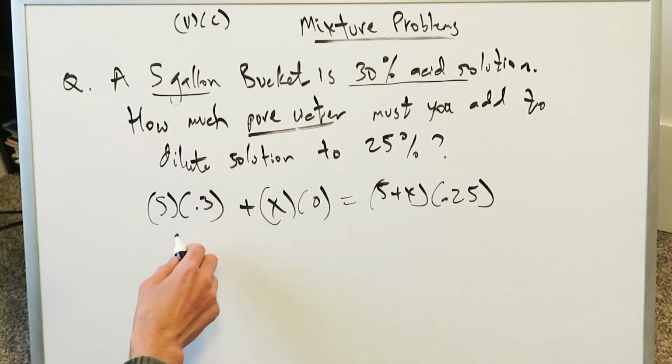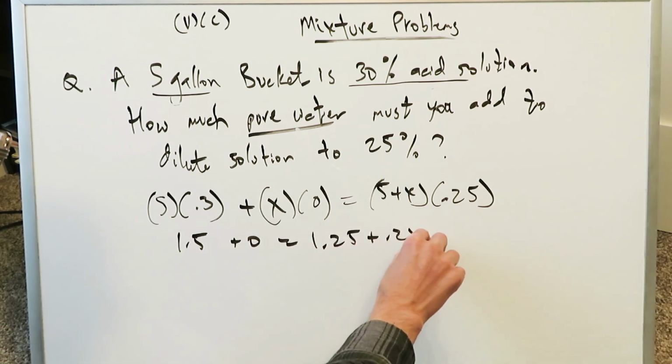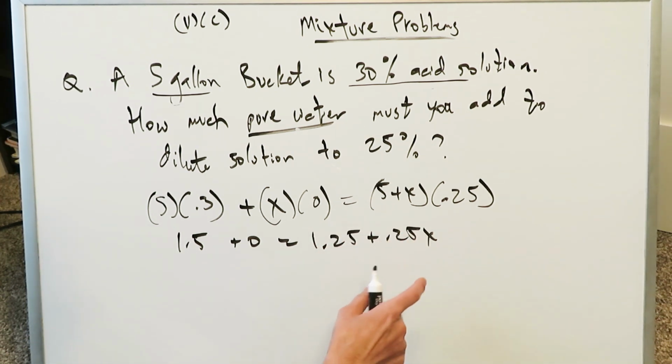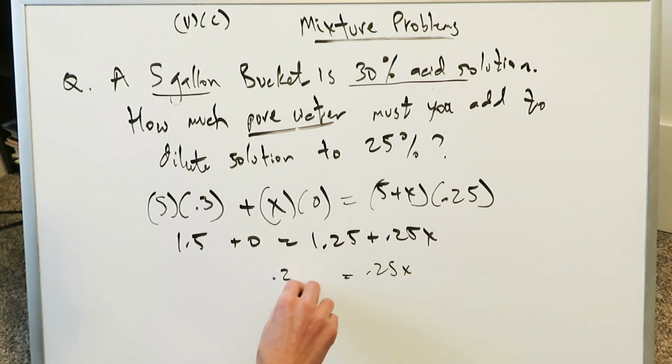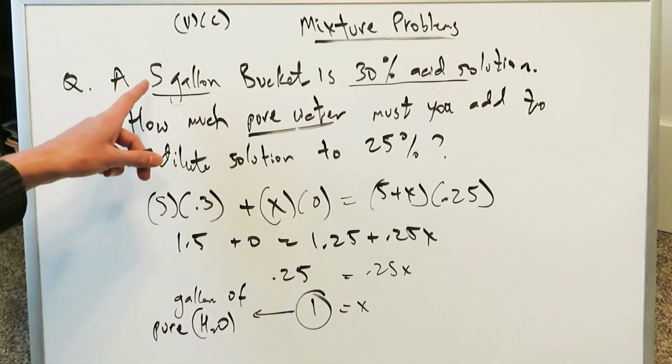5 times 0.3 is 1.5, plus 0, is equal to, multiplying that out, 1.25 plus 0.25x. All you have to do is solve for x. You have 0.25x equal to 0.25, and then x is equal to 1, since 0.25 divided by 0.25 is 1. But what does this 1 represent? It means 1 gallon of H2O, or pure water. One gallon of pure water is exactly how much you would add to 5 gallons.